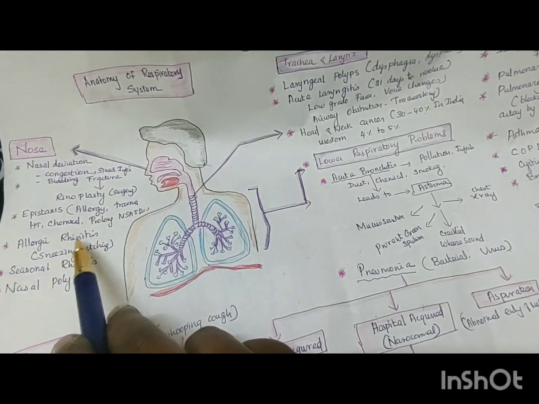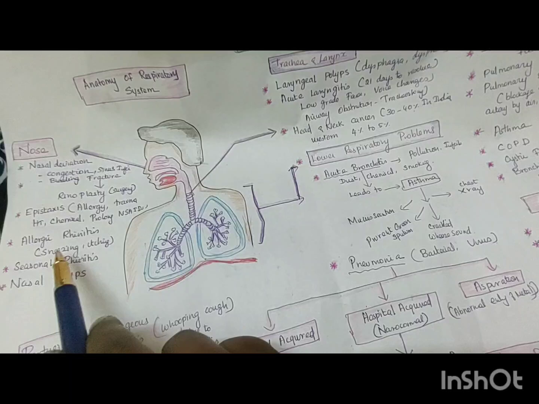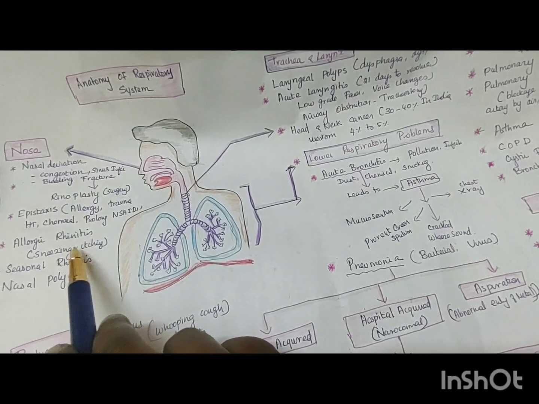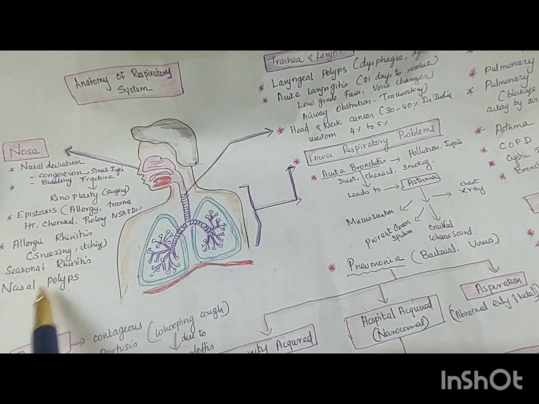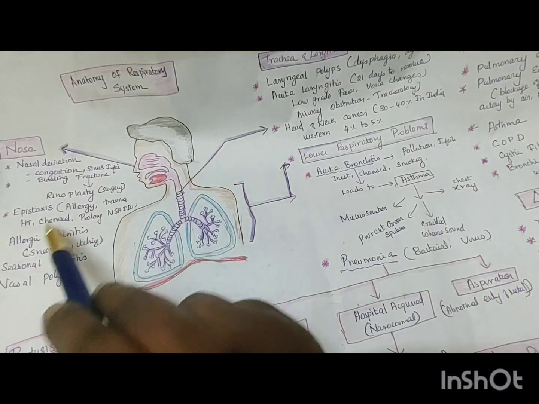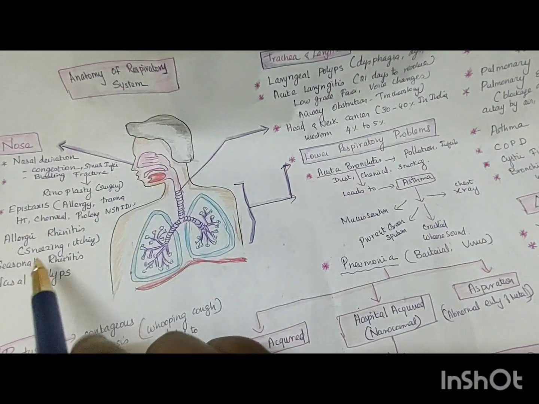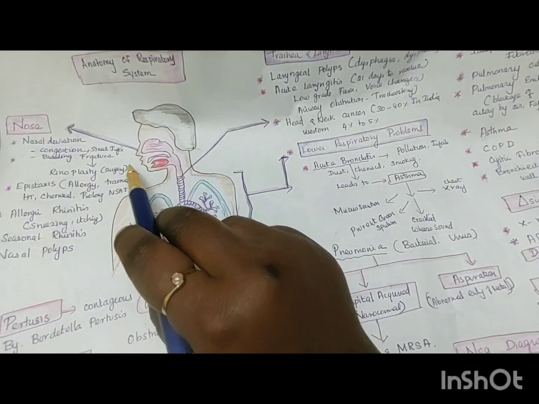Then if allergy is coming, it's called allergic rhinitis. If you see the signs and symptoms, sneezing, itching, and irritation will be there. Sometimes due to that there will be headache. Then seasonal rhinitis, that's from the climate changing suddenly. Then the nasal polyps. So these many problems will be coming. If you take down hints like this, it will be easy for you to remember. Most of the time it will not come in the form of surgery.